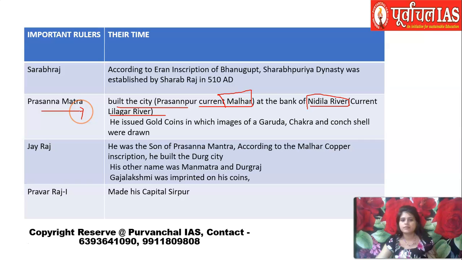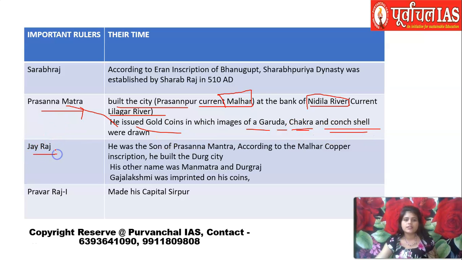Prasannamitra of Sharapuriya dynasty. One thing important to note here is that this particular ruler also issued gold coins in which images of Garud, Chakra, conch shell, etc. were drawn. Okay? So you have to remember that there were gold coins being issued by Sharapuriya, and they had certain images engraved there, that is Garud, Chakra and conch shells.